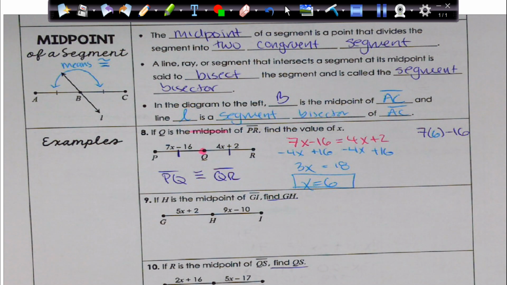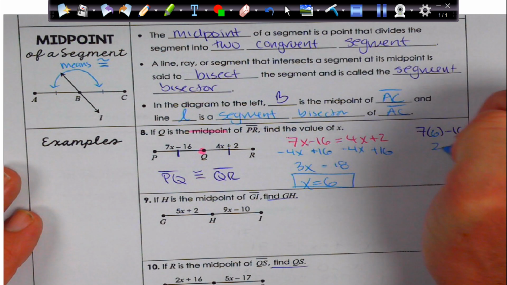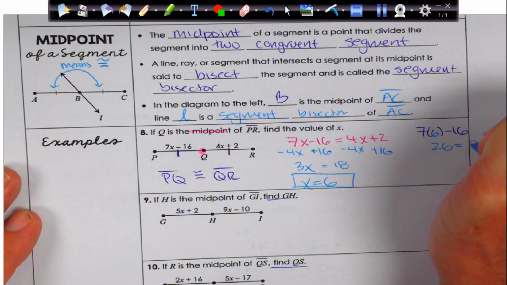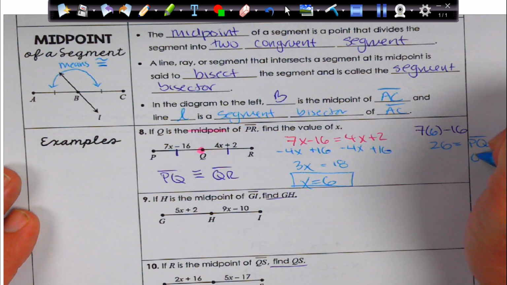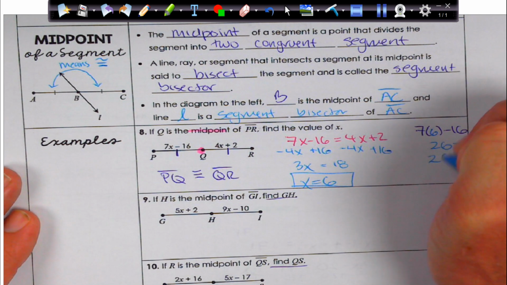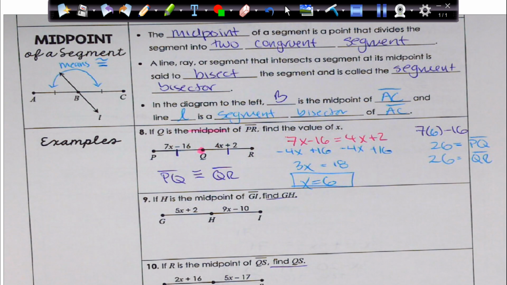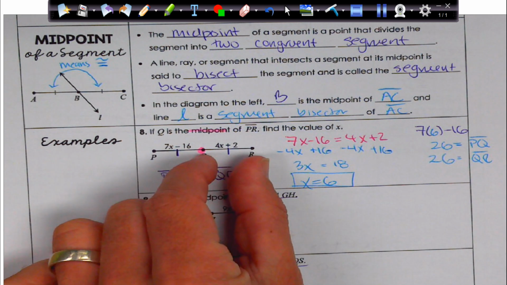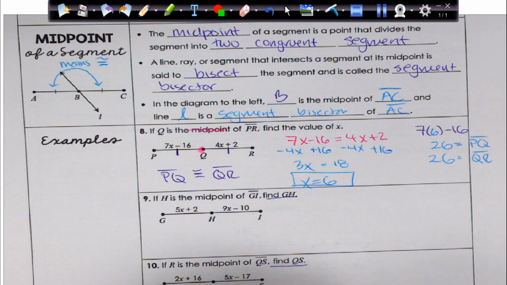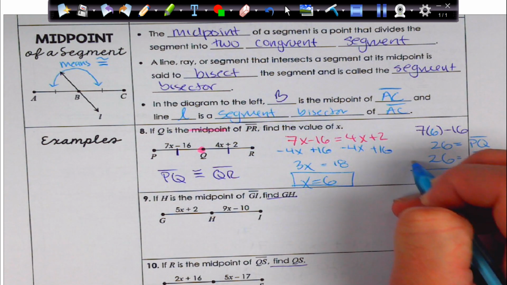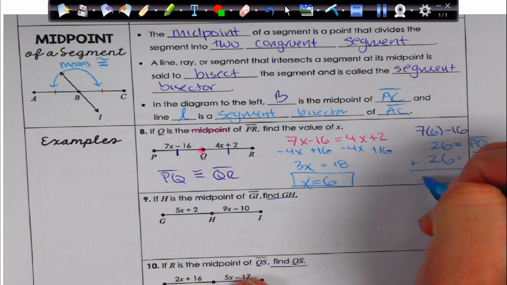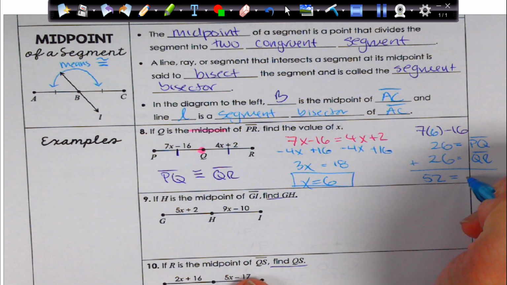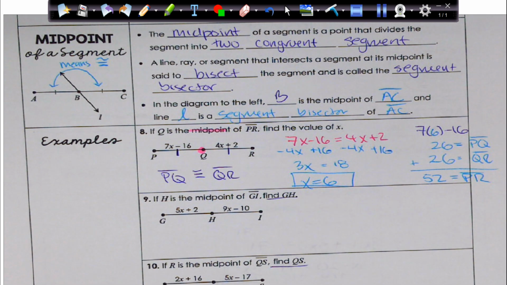I'm using a calculator off the screen just to help myself. So 26 is the value of PQ. Well, if PQ and QR are the same, that means QR is also 26. And using segment addition postulate, little piece plus little piece should equal the whole piece. So that means 26 plus 26, if we were to add those up, we should get our final answer of 52 is our length of PR. And that, my friends, is measuring segments.